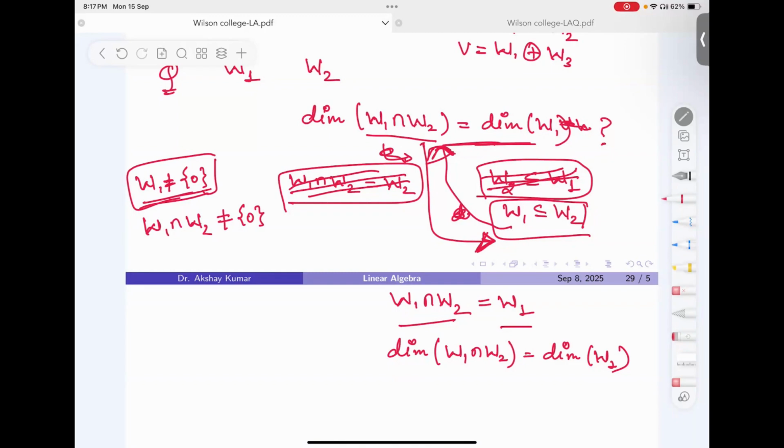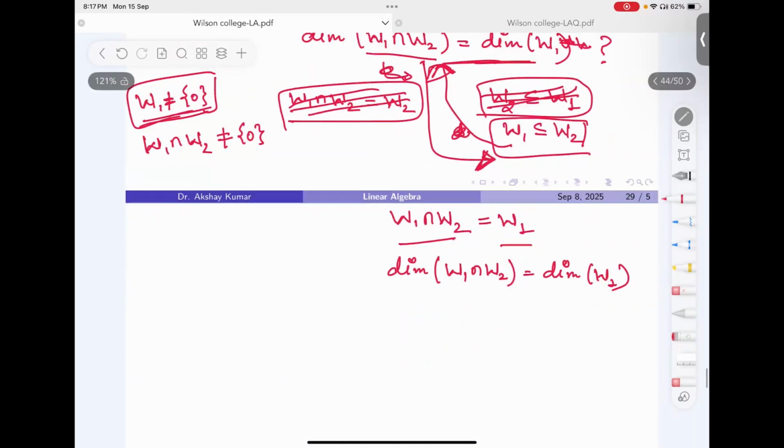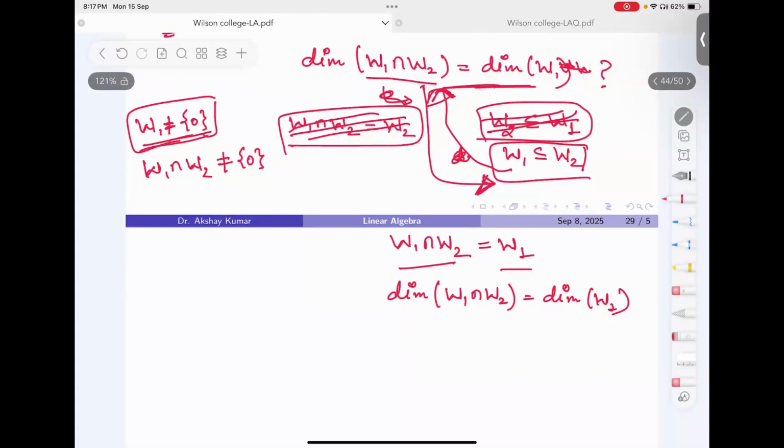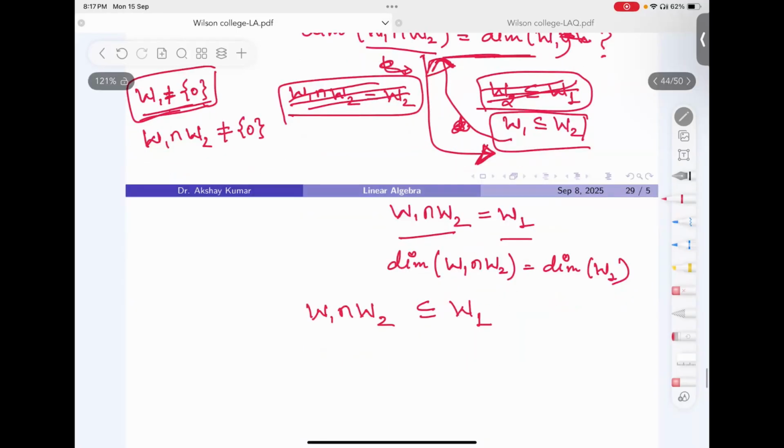Sir, I think the converse is also true. Yeah, so let's go step by step. First, notice that W1 intersection W2 is always a subset of W1, isn't it? Yes, sir. So the dimension of W1 intersection W2 will always be less than or equal to the dimension of W1. Correct?